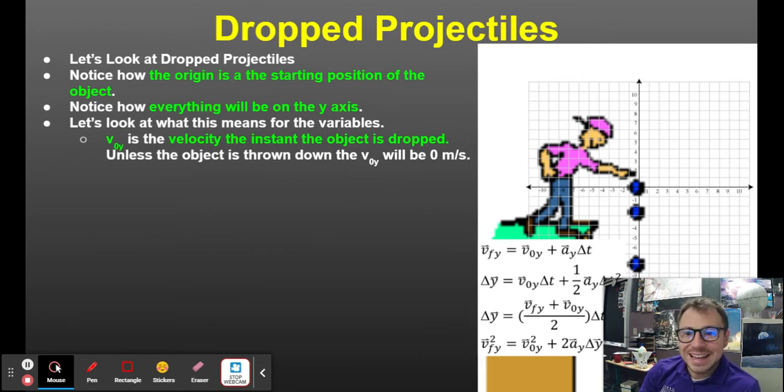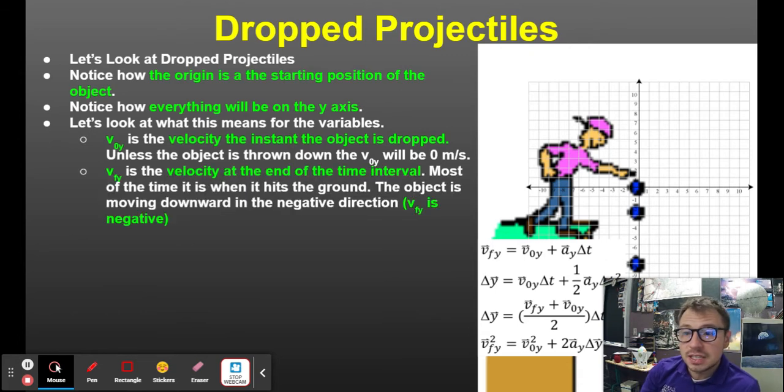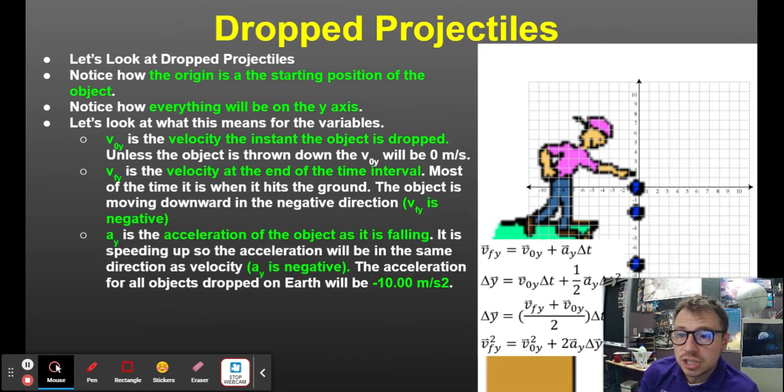So v0y, that's the initial velocity the instant the object is dropped. Unless the object is thrown down, the initial velocity is going to be zero. The instant you let go of an object, it's at rest. An instant later, it's moving down. After that instant, as it's moving down, the velocity is negative, right? And the final velocity at the end of the time interval is going to be negative. All the velocities moving downward will be negative because it's moving in a downward direction. Velocity is a vector, it has a direction.